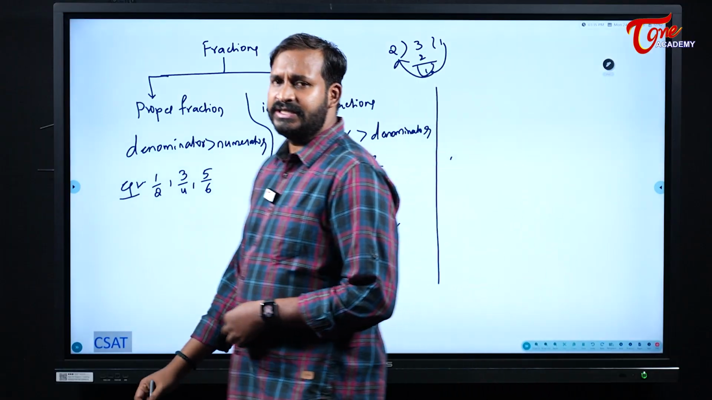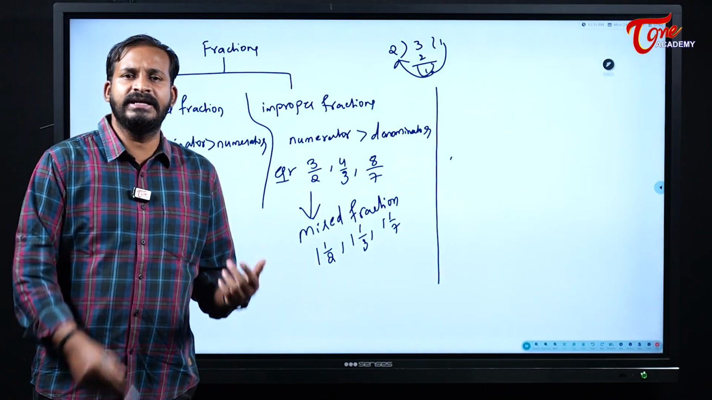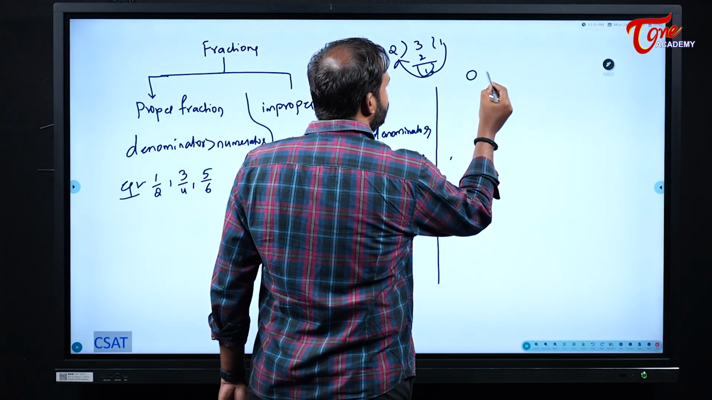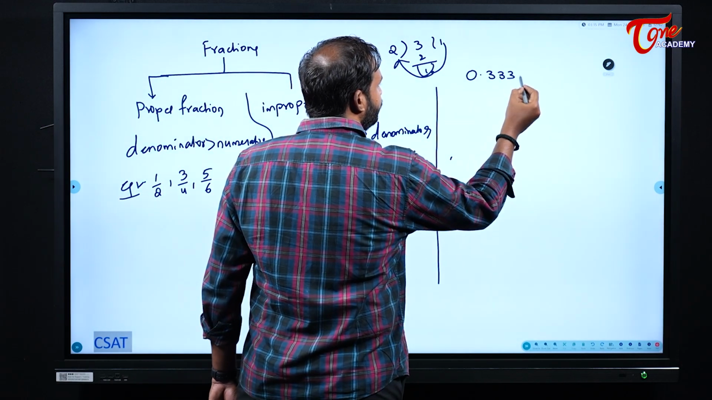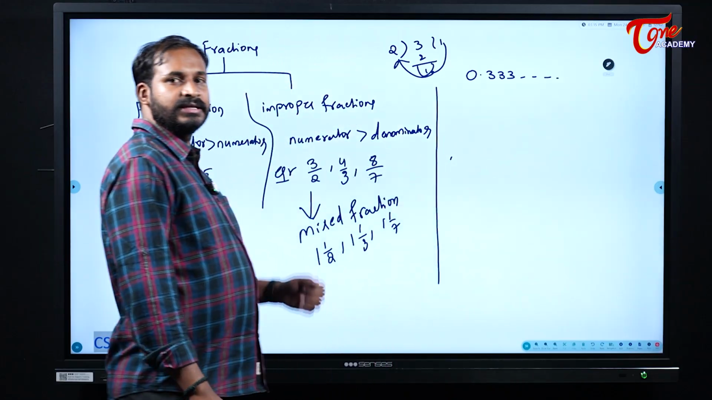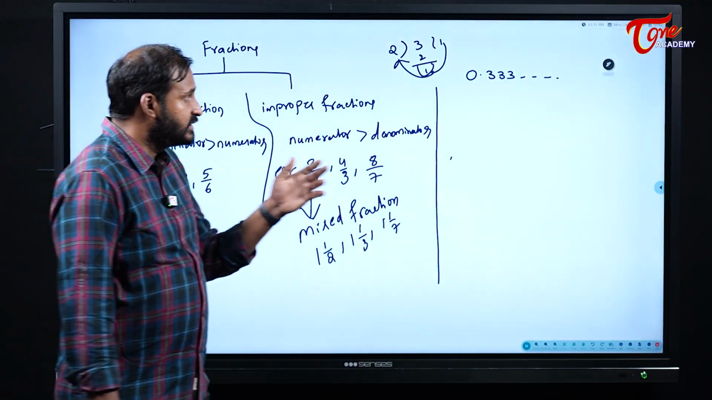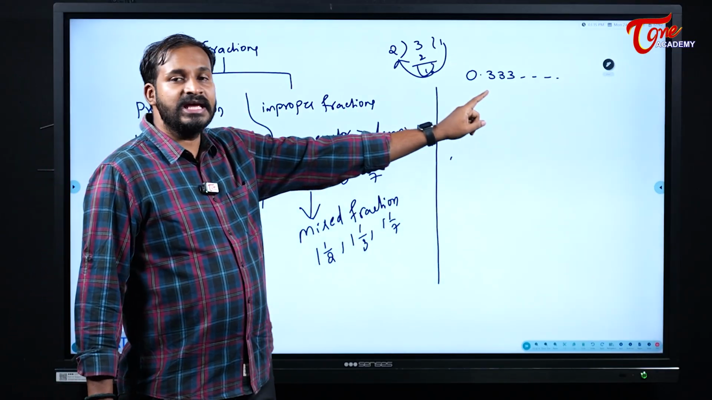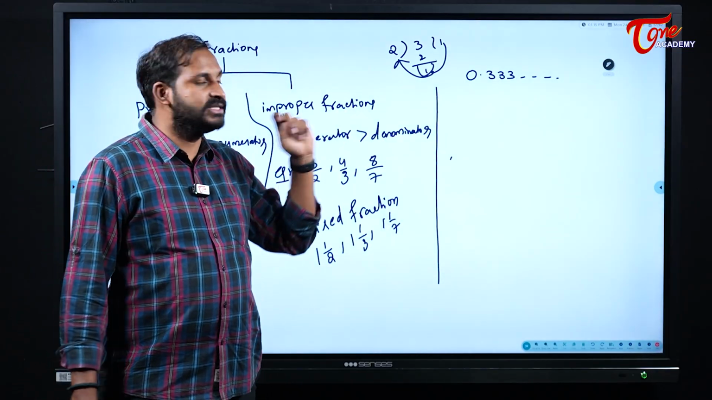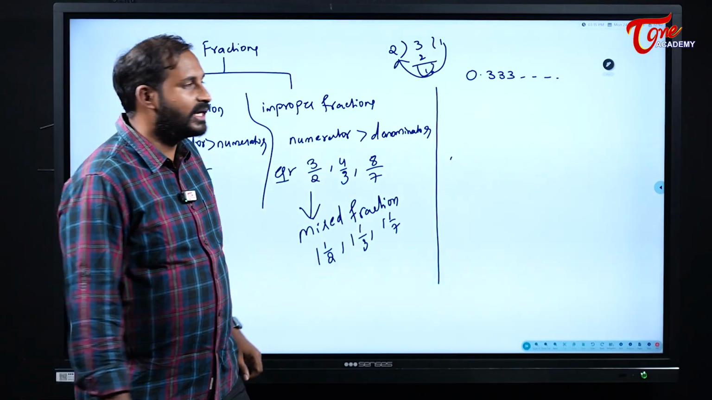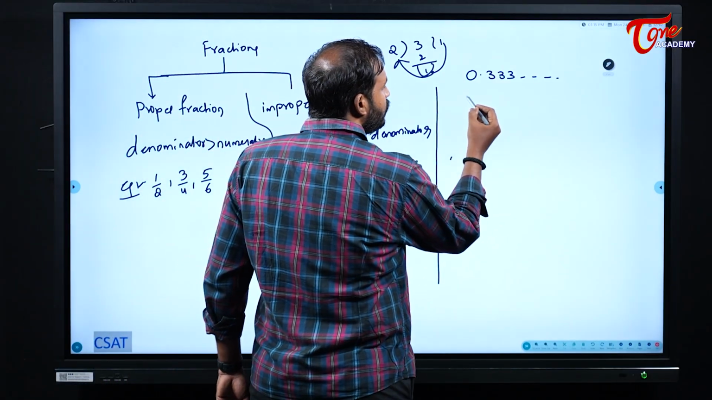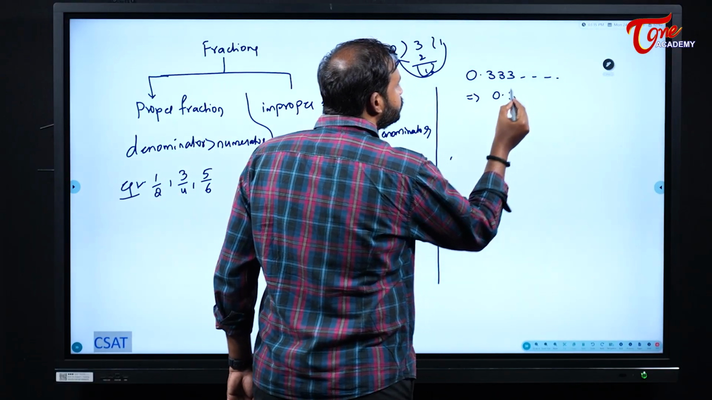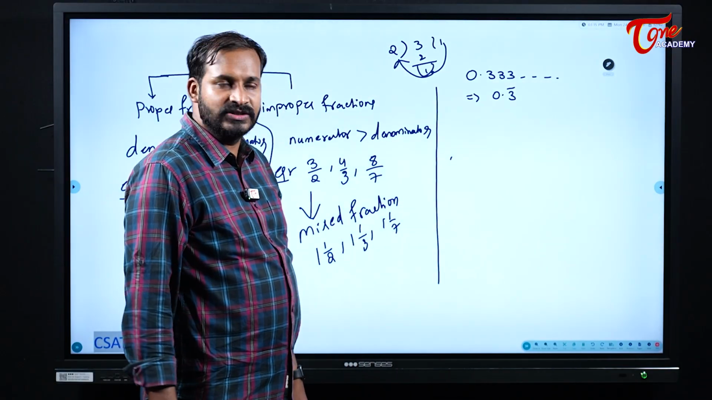Next, when it comes to decimals, repeating decimals, what does that mean? For example, if I have something like 0.3333, is this a rational number or irrational number? Actually, this is a rational number. We can write this in P by Q form. How can we write this one? See here, students, 0.333, can I write this as 0.3 bar? Yes, we can write it as 0.3 bar.